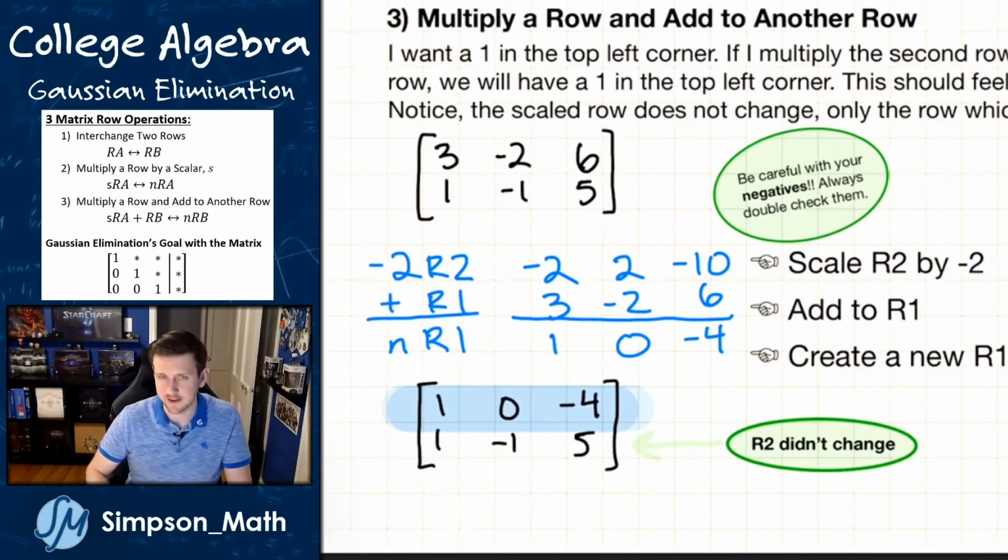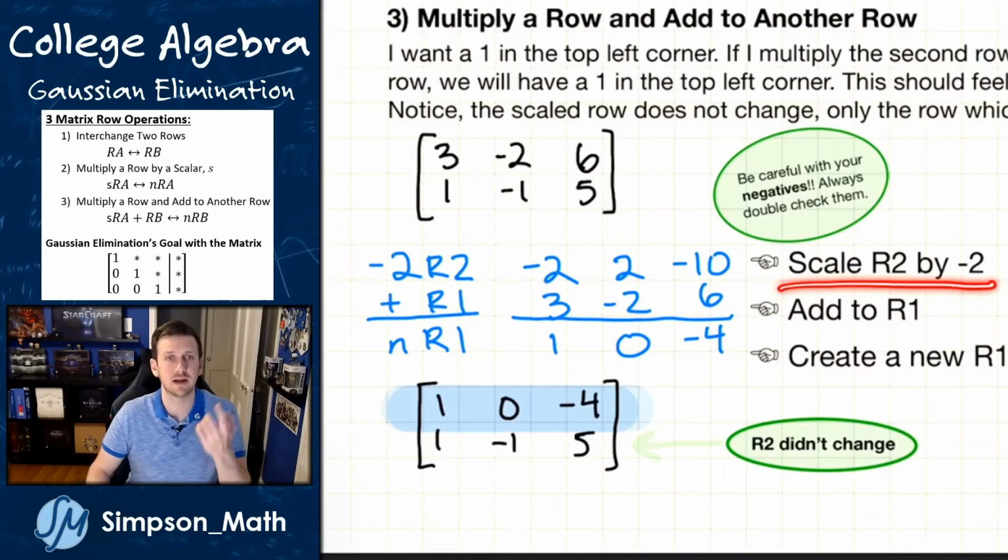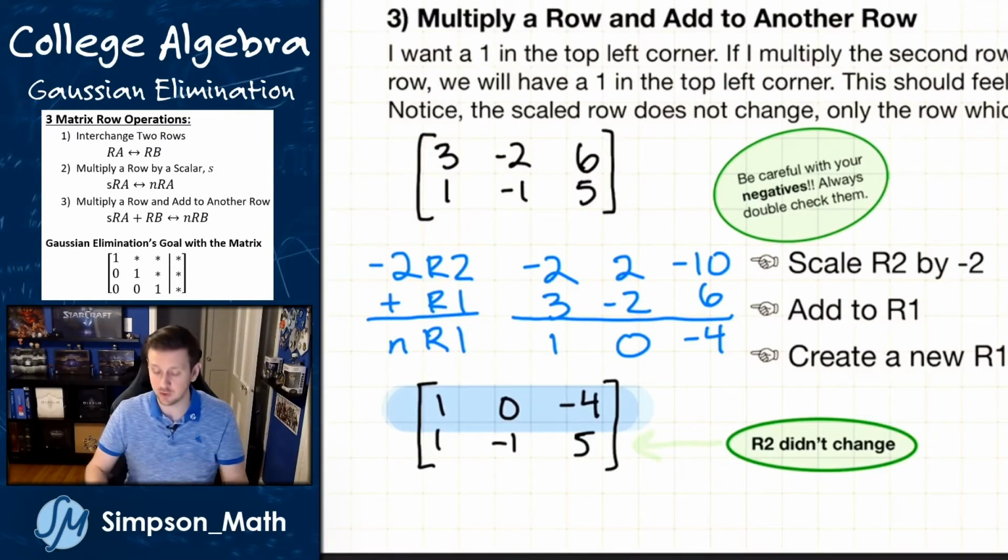So let's look at that. I'm going to take row 2 and multiply times -2. So let's distribute that -2. 1 times -2 is -2. -1 times -2 is +2. And 5 times -2 is -10. So that's me scaling R2 by -2, which is basically what I did in the previous operation. But now I'm going to add it to row 1.